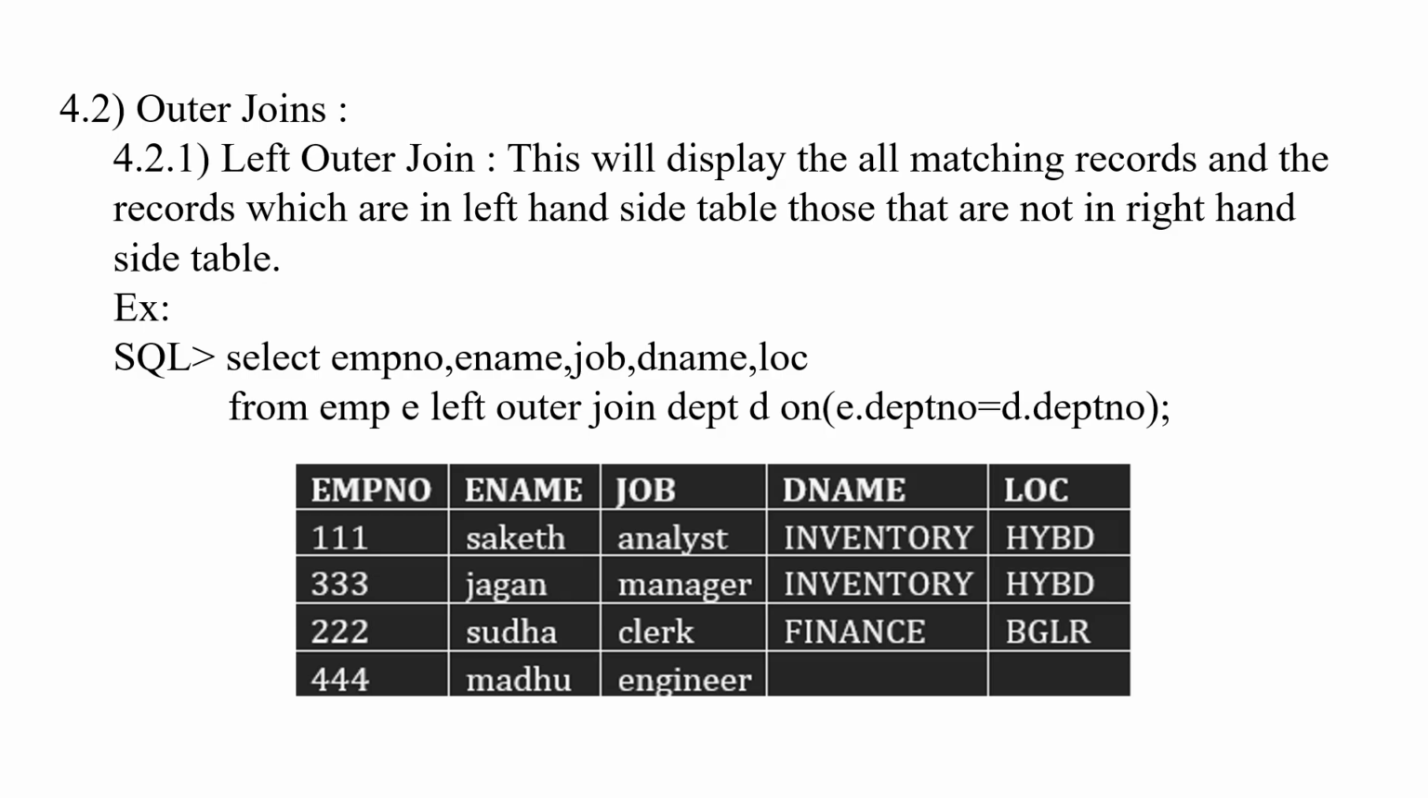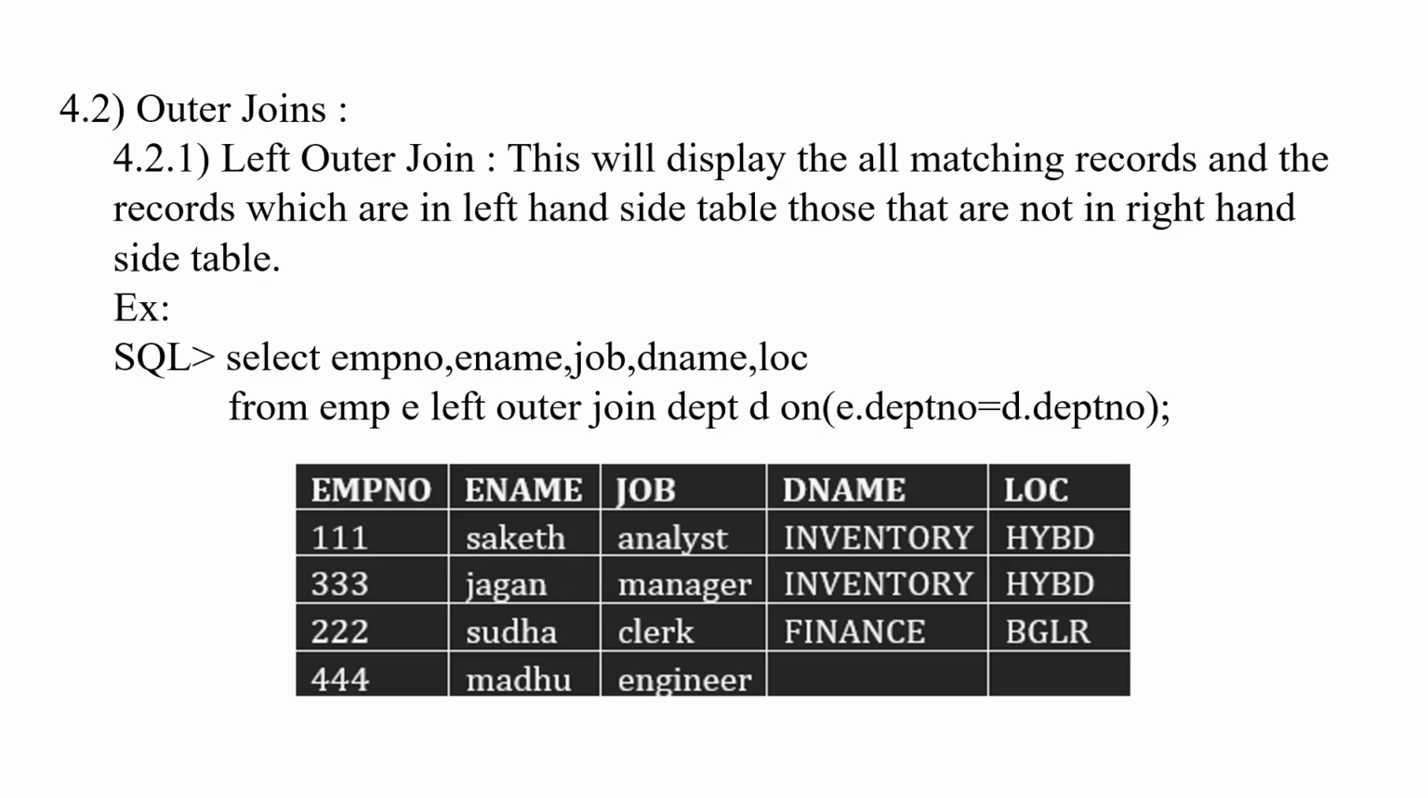Now the second type of joins is outer join. Outer join also consists of three different types. First one is left outer join, second one is right outer join, and third one is full outer join. Left outer join will display all the matching records and the records which are on the left hand side of the table, those that are not on the right hand side of the table.